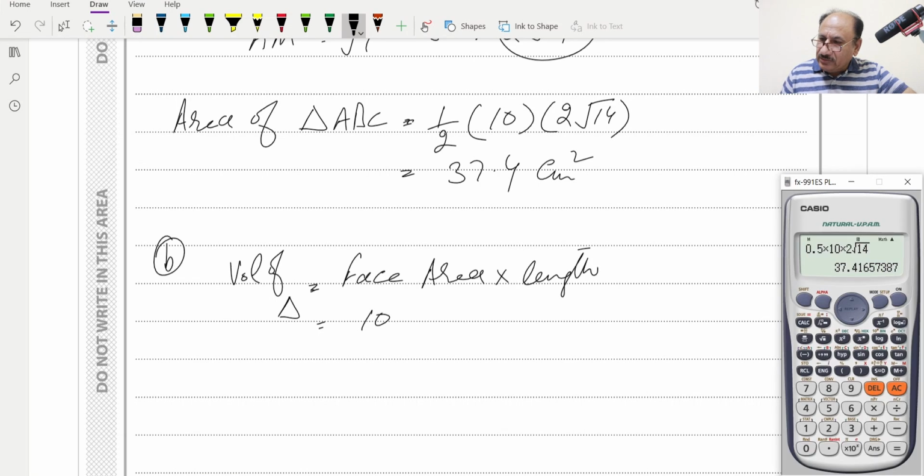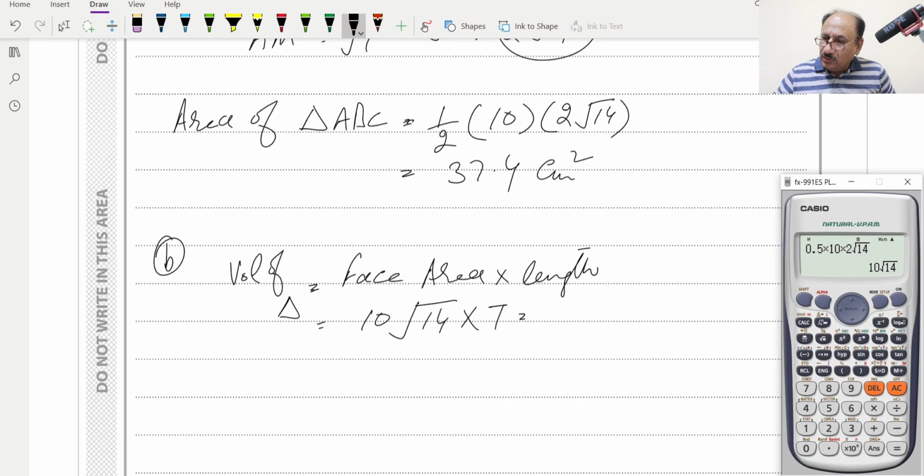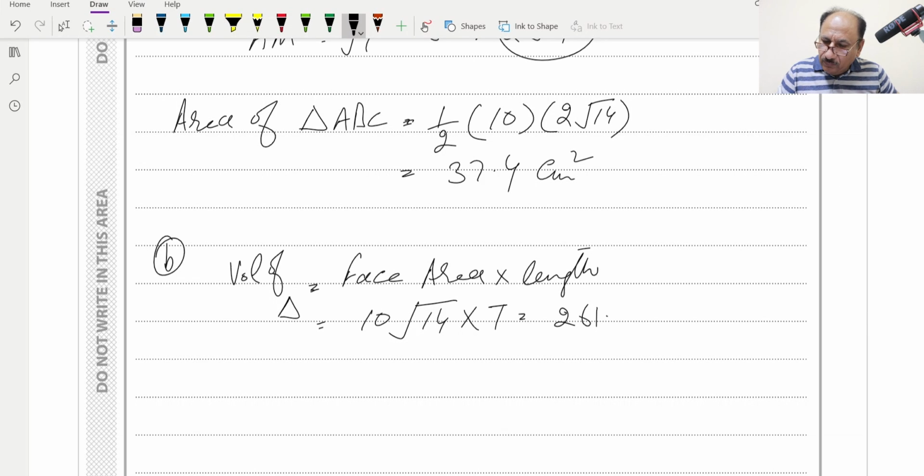I'm writing 10 under root 14. See this one, this was 10 under root 14. Why am I writing this one? I don't want to lose the digits, so I'm writing in this term, and this will be multiplied by length, which is 7. This multiplied by 7 is equal to 261.9. This will be volume, so centimeter cube.